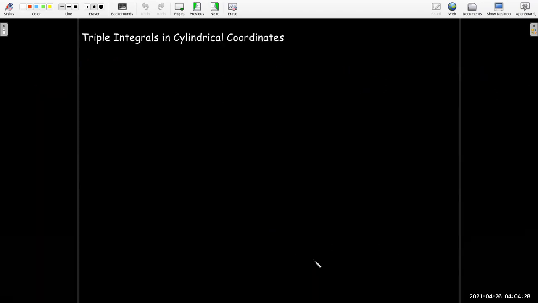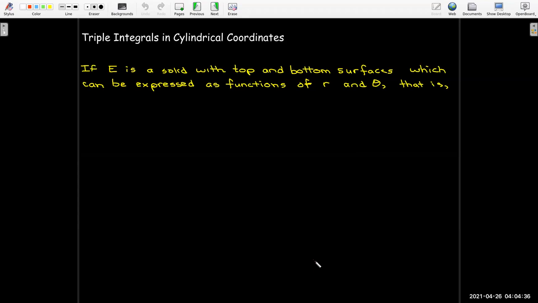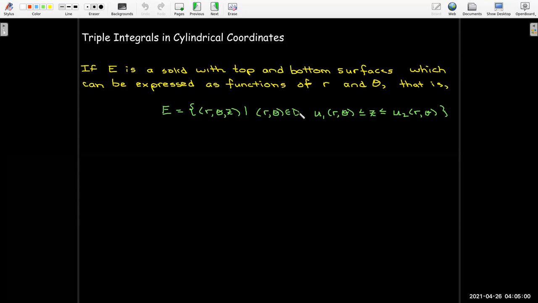So how would we evaluate a triple integral using cylindrical coordinates? Well, if I have a solid, and I can express the top and bottom surfaces as functions of r and theta, so in other words, z is bounded above by a function of r and theta, and bounded below by a function of r and theta, and that's going to be true for all r and theta in this domain D, which is going to be the projection of E onto the xy plane.